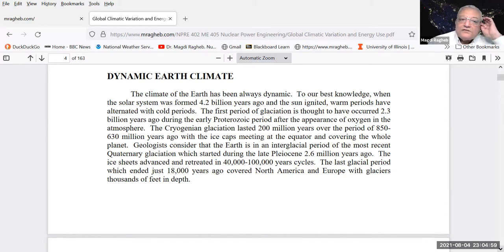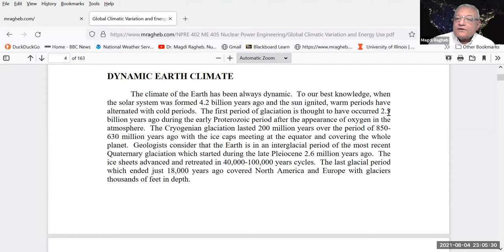To our best knowledge, the solar system was formed about 4.2 billion years ago, and the sun ignited. Warm periods have alternated with cold periods. And that is in the fossil record. We have real information about how the temperature of the Earth has varied over time, over the last 4.2 billion years. Actually, it's 4.64 if you want to be more exact.